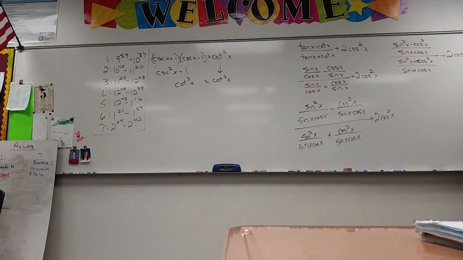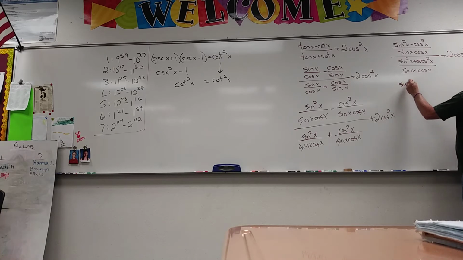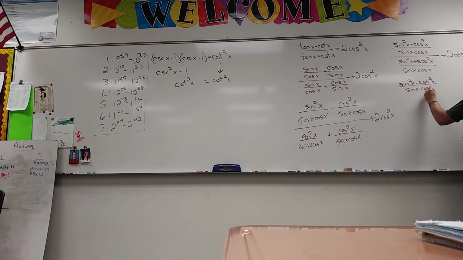Sine squared of x plus cosine squared of x equals 1, right? So, sine squared of x minus cosine squared of x over sine of x cosine of x, over 1 over sine of x cosine of x. Don't forget the plus 2 cosine squared of x. Okay. Now what's the good news?